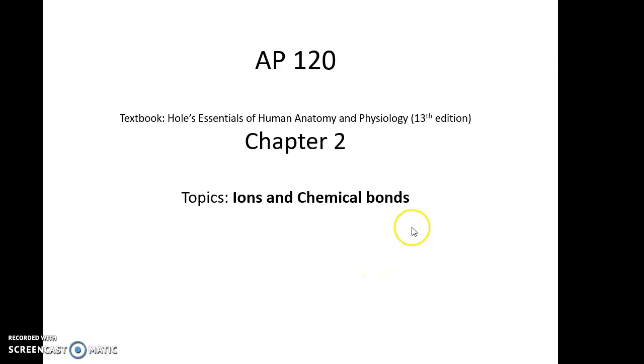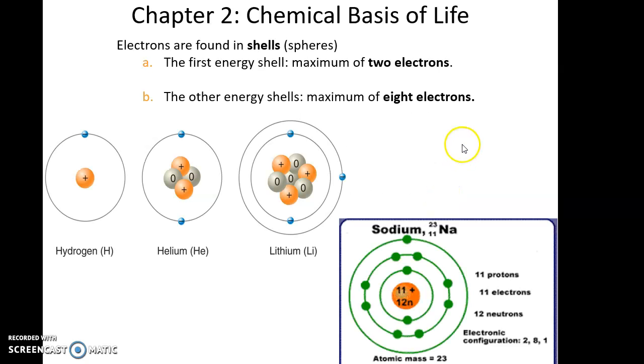AP 120, Chapter 2. The topics are ions and chemical bonds. So, when we look at the model of the atoms, we see that the electrons are out orbiting around the nucleus. And it turns out the electrons are not all in one clump. Instead, they're broken up into what are called shells or energy shells. These energy shells are discrete locations at different distances from the nucleus.